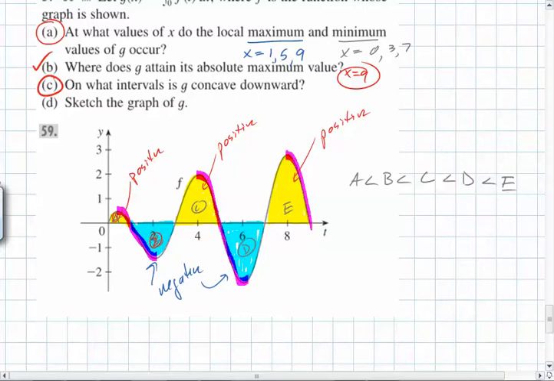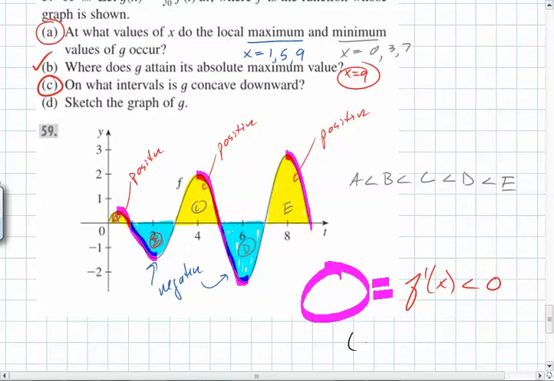So purple is where f prime of x is less than 0. So what are those intervals? What does it look like those intervals are? 1/2 to 2, union 4 to 6, union 8 to 9. Fundamental theorem of calculus part 1.